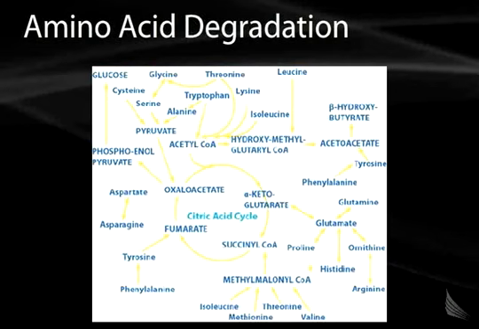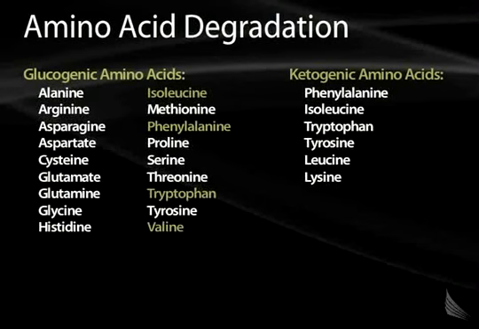Now, there's a very complicated chart that you see in the next slide, which shows the different ways that all of the amino acids can be degraded. It's not important for you to memorize this other than to appreciate that some of these form gluconeogenic precursors and some of them form ketone body precursors. The glucogenic amino acids are alanine, arginine, asparagine, aspartate, cysteine, glutamate, glutamine, glycine, histidine, isoleucine, methionine, phenylalanine, proline, serine, threonine, tryptophan, tyrosine, and valine. Well, you may say, how am I going to remember that list?